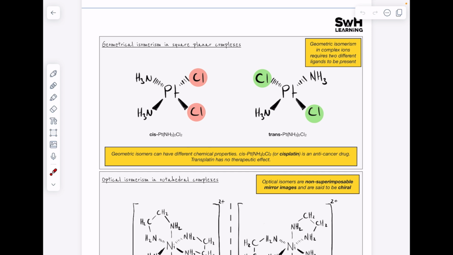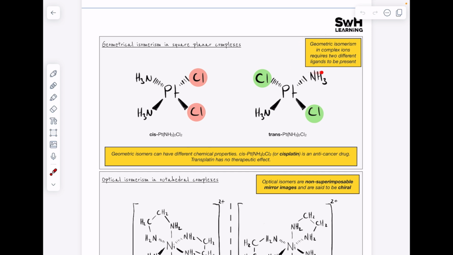One of the most interesting cases of geometrical isomerism is if we consider the drug cisplatin, which is a cancer drug. Now, cisplatin is made up of platinum surrounded by 2 ammonia ligands, 2 chloride ligands. Now, if those chloride ligands are on the same side, as is the case of the Z isomer or the cis isomer, this is an anti-cancer drug known as cisplatin. However, if the chloride ions are on opposite sides, they are E isomers or trans, you'll actually find that this will have no therapeutic effect on someone suffering from cancer.